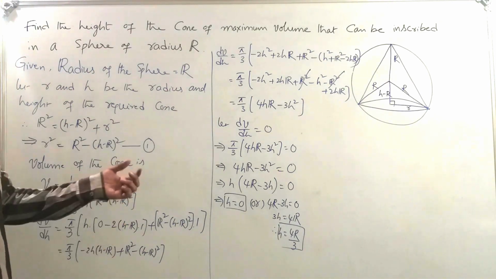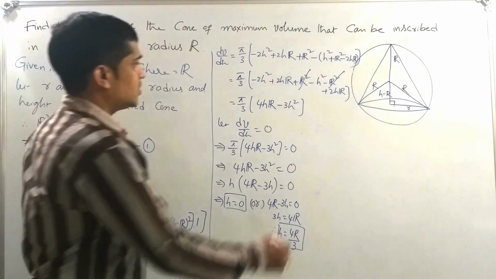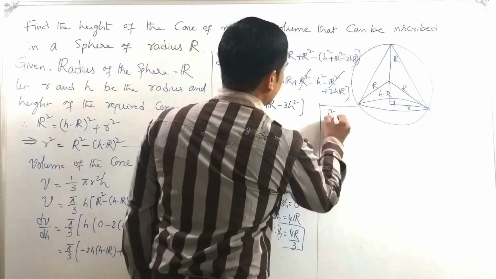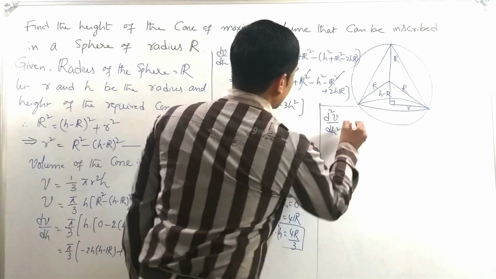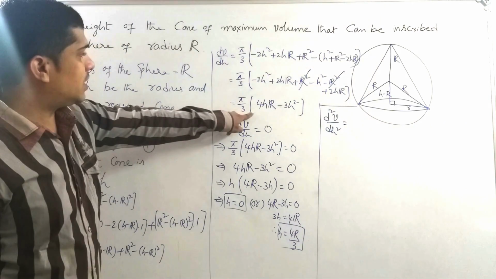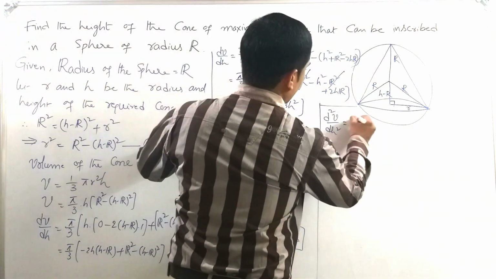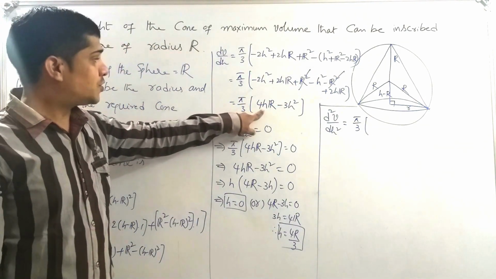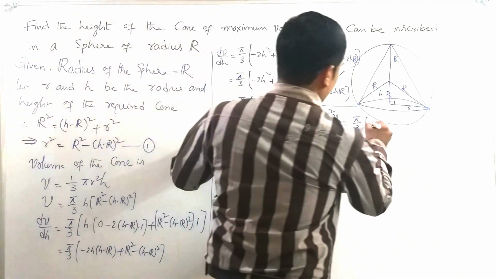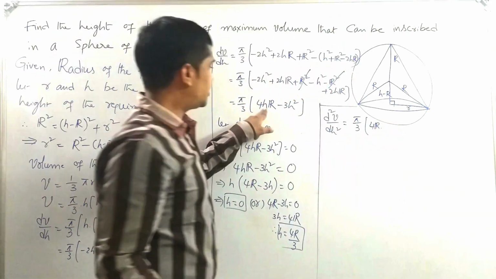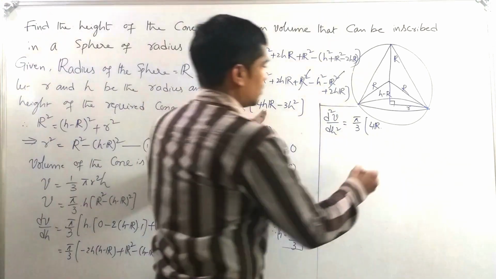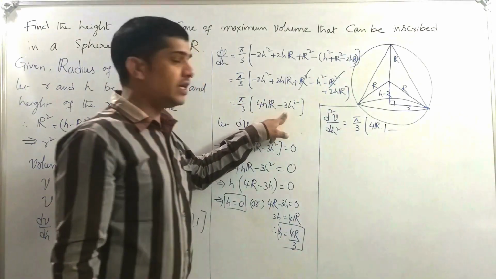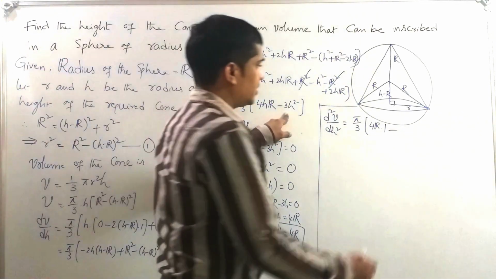So let me find the second derivative of dv by dh. For that let me calculate d square v by dh square. See here pi by 3 is constant. Now I am doing the derivative with respect to h. So here 4R is constant. Now for h the derivative with respect to h is 1. So dh by dh is 1. So that is 1 minus 3h square. For 3h square the derivative is 6h.